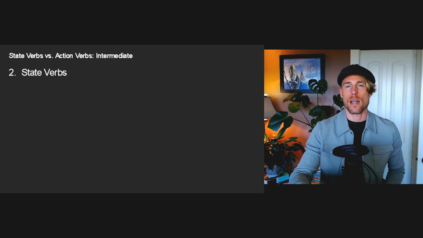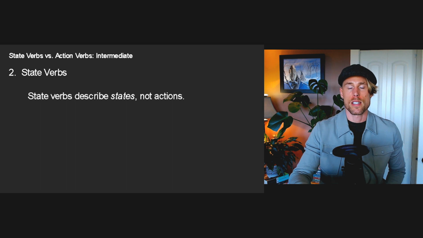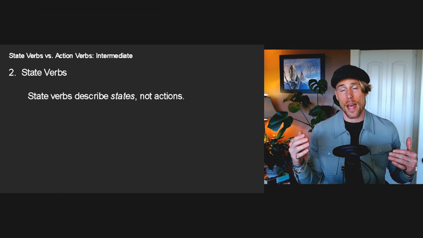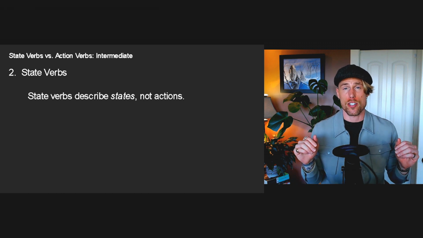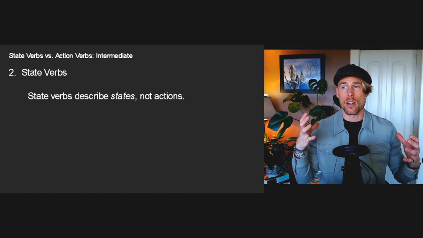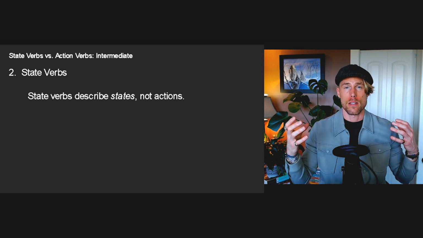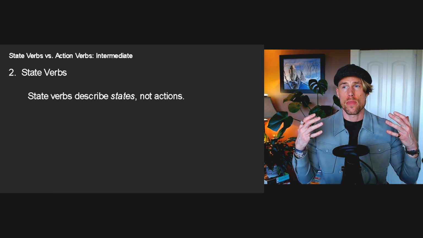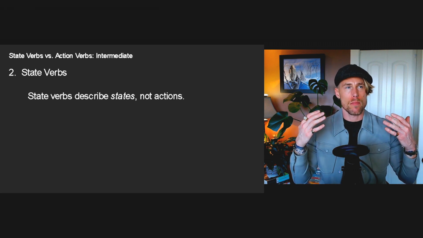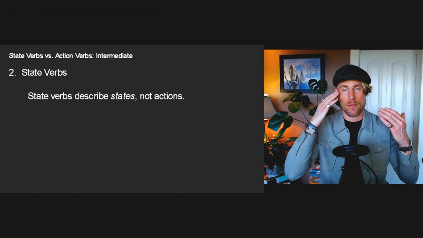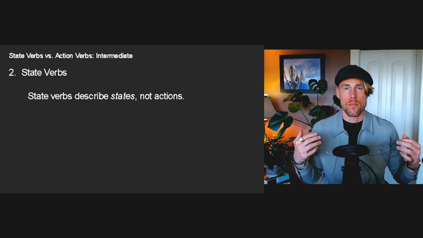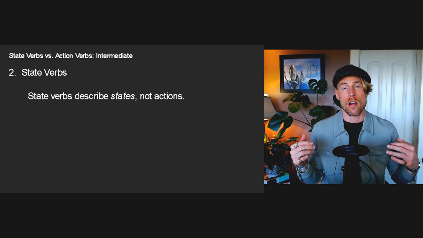Okay, let's look at state verbs now. State verbs describe states, not actions. They are different from actions. Actions are movements, things that happen, right? States are things that happen in your mind. Thoughts, emotions, feelings, opinions. These are states.